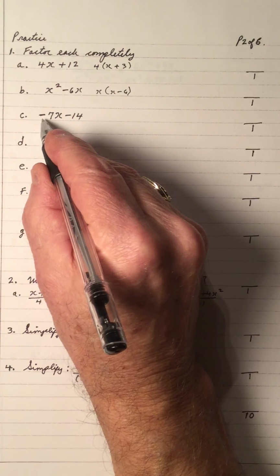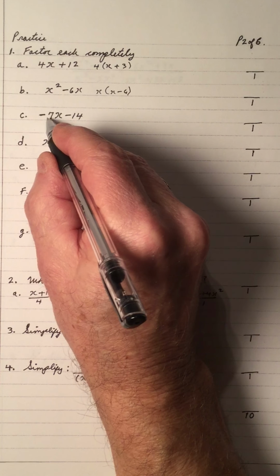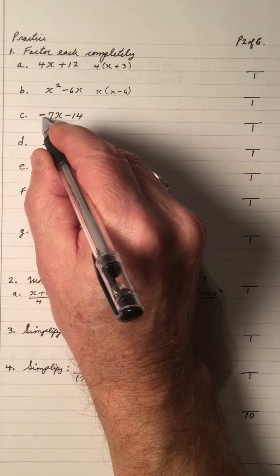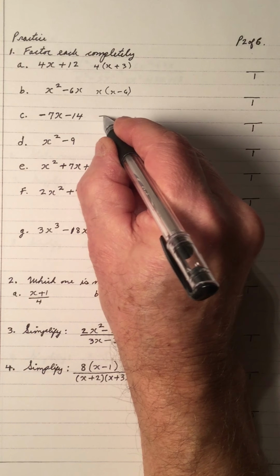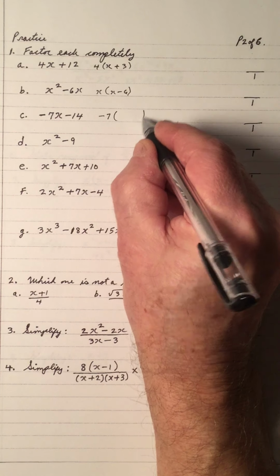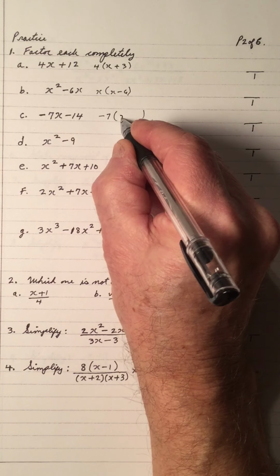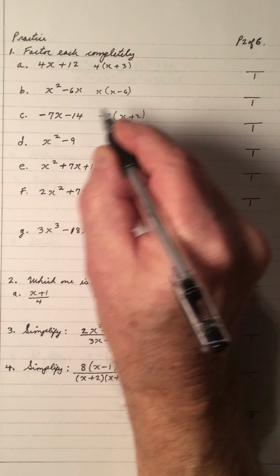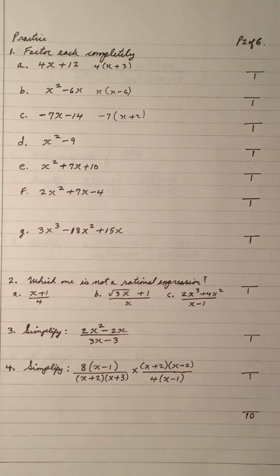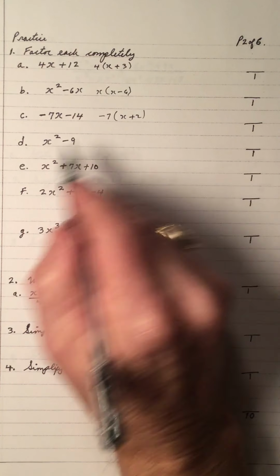Give yourself a mark. And we have a negative common. So our negative is in the leading term, so we take it out. And we take out the 7. So we take a negative 7 out. And negative 7x divided by negative 7 is x. Negative 14 divided by negative 7 is a plus 2. Notice when you take a negative out, these two signs will change.